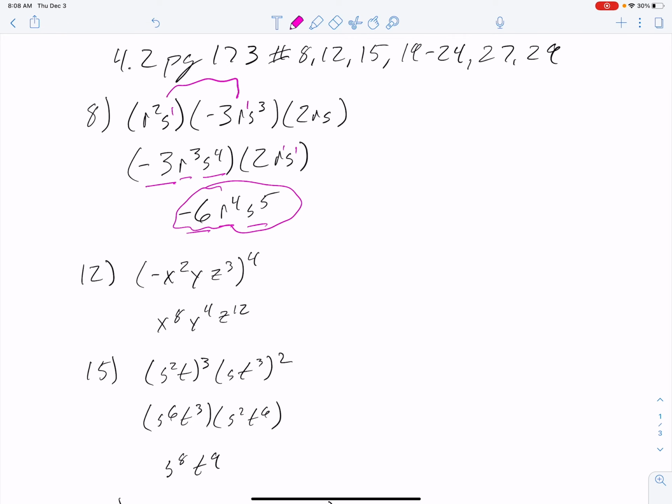Number 12, I can see that my value is being raised to an even exponent, so I know I'm going to have a positive final answer. Negative 1 to the fourth is just 1. And now is when I'm going to multiply my exponents. So 2 times 4 is going to get me x to the 8th. 1 times 4, y to the 4th. 3 times 4, z to the 12th.